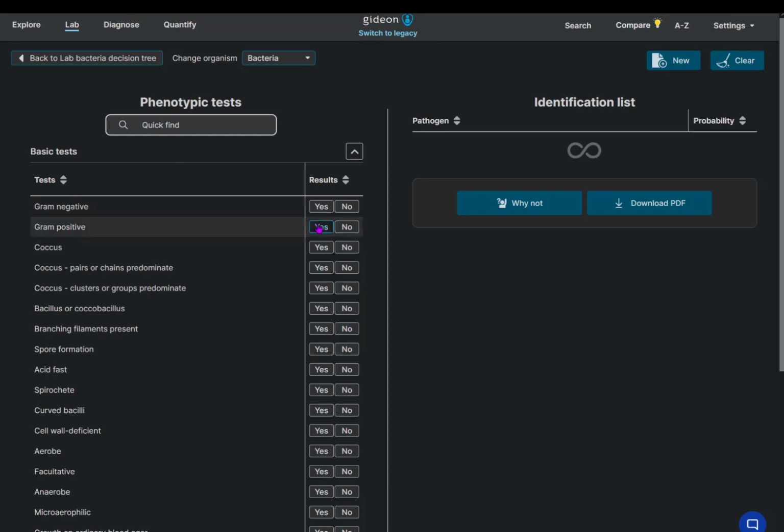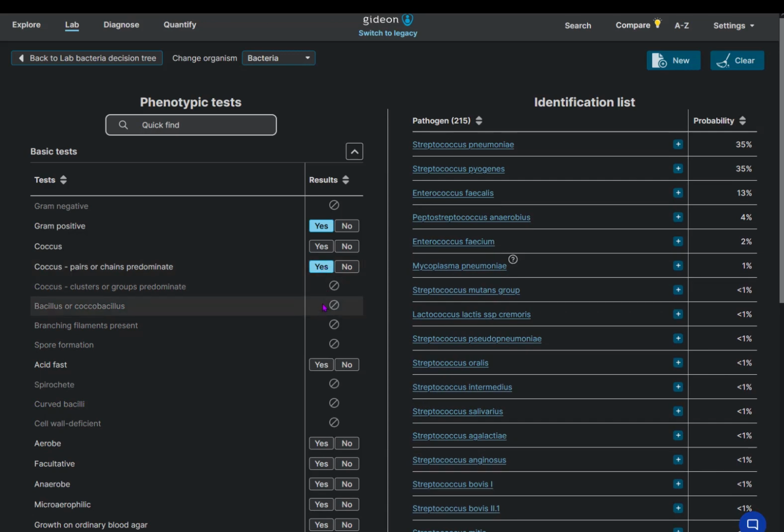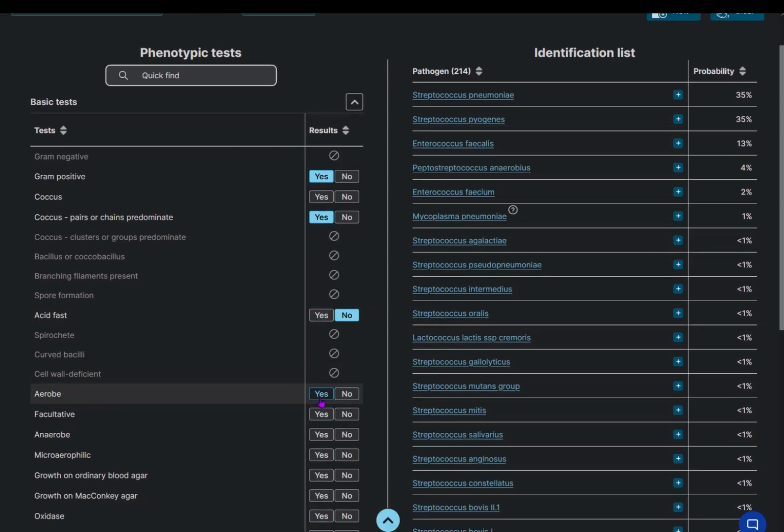Here's an example. We know that the organism is Gram positive. It is a bacterium in pairs or chains. You can also see how it eliminates answers if there's no organism that fits these criteria, which is very nice. It's not an acid-fast bacterium because it is Gram positive. And it grows as a facultative organism. That means it grows with and without oxygen. So it grows fine on the bench, and it also grows in the anaerobe chamber.